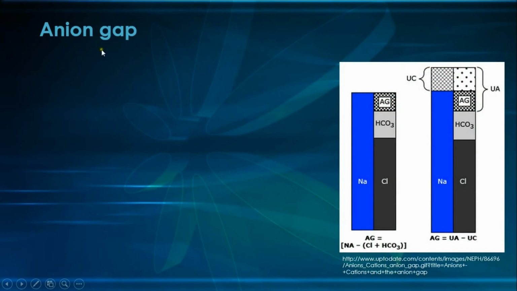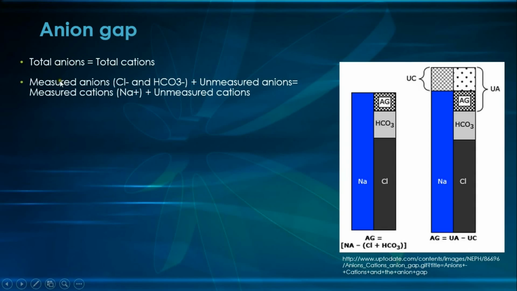what anion gap means. Firstly, because our body is electroneutral and doesn't really have a charge, our body fluids, including the plasma, will have the total anions equal to the total cations. The total anions will include both the measured anions, which are the chloride and the bicarbonate, and the unmeasured anions, which are the anions that are not usually measured in the lab, such as the phosphate, the albumin, the sulfate, and even the organic acids such as lactate. All of those anions will contribute to the total anions, whereas the measured cation is the sodium, and the unmeasured cations are usually just the potassium, the magnesium, and the calcium.